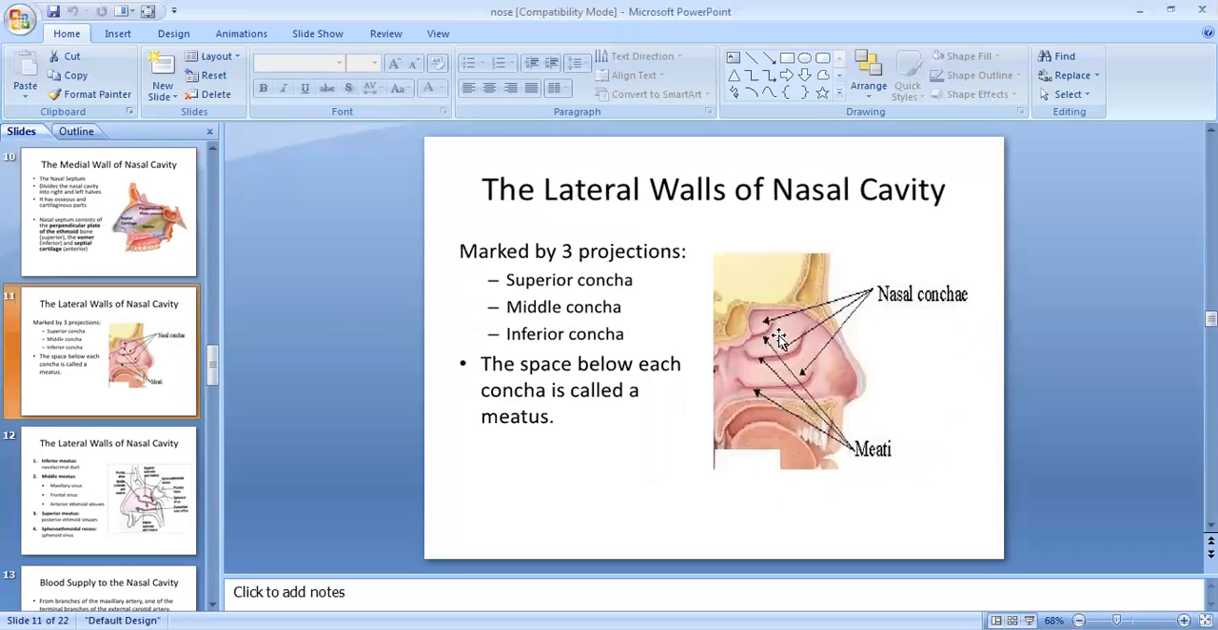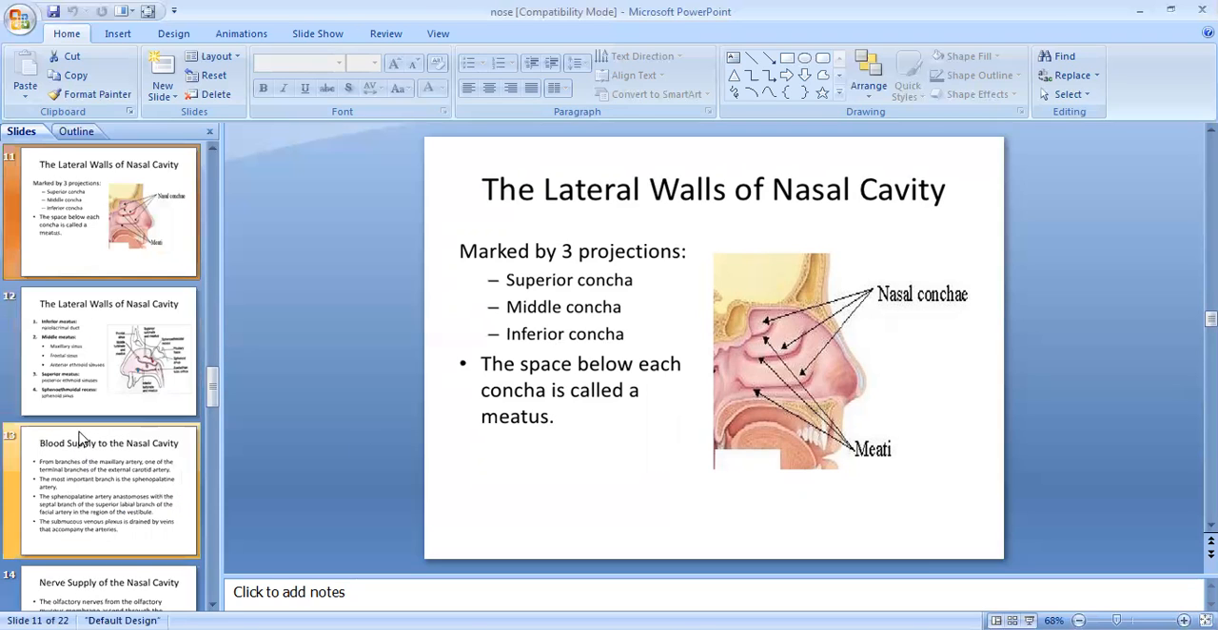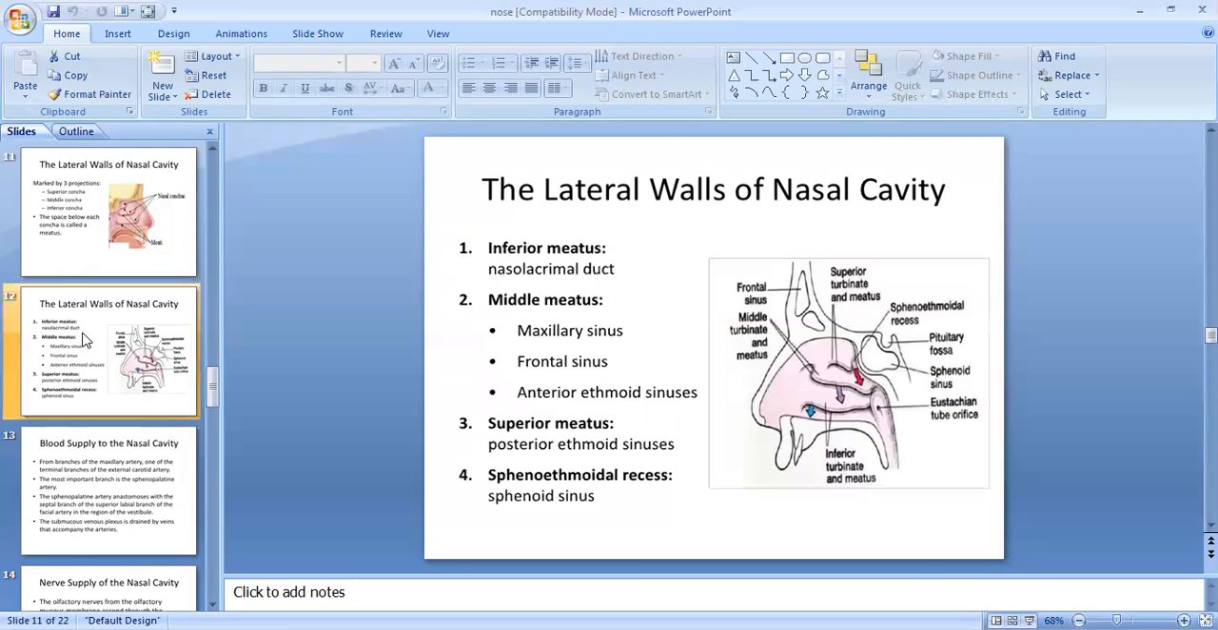The lateral wall, as we have discussed, has bony shelves in the name of conchae or turbinates. We have superior, we have middle, we have inferior turbinate. The space below each concha is called a meatus. And different sinuses. Sinus, what is sinus? It is actually a cavity in the bone. That is the sinus. So different sinuses open into these meatuses.